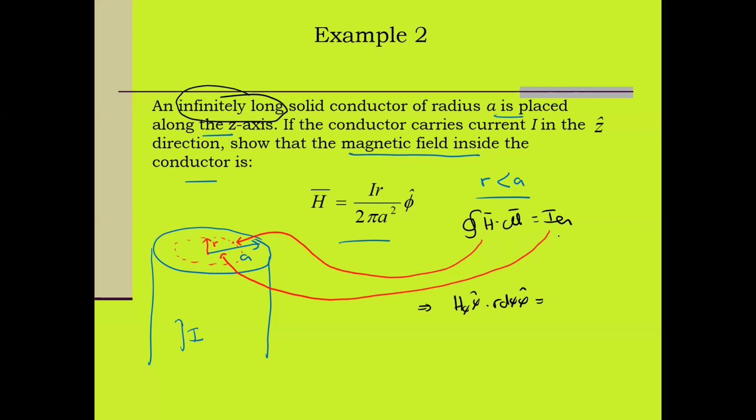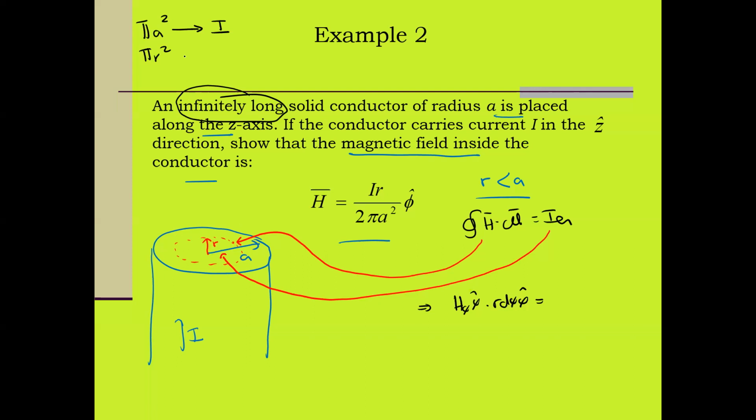Yeah, and for the I enclosed, if we base on this, we know that this should be the current enclosed by this Ampere loop. If you base on the diagram, if you have a cross section of your conductor, which is pi a squared, the current flow through it will be I. If you have a smaller cross section area, which is pi r squared, basically this is to be the area enclosed by the loop.